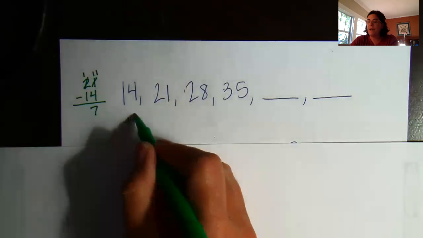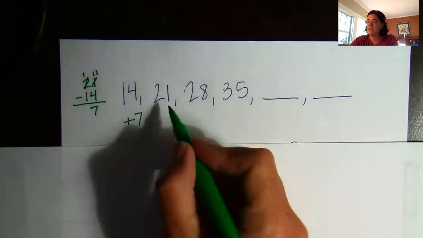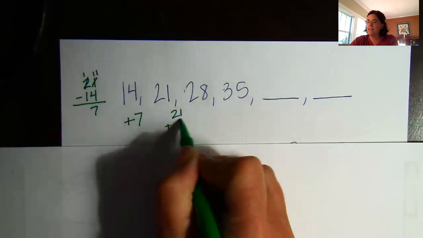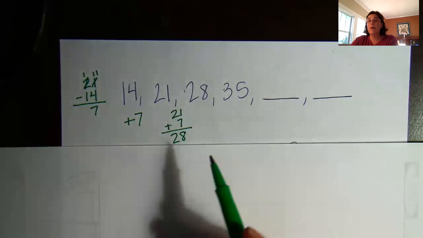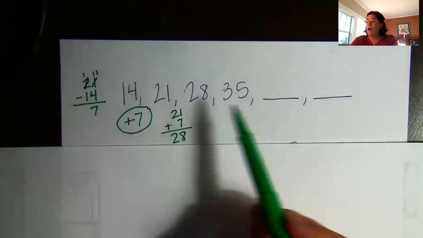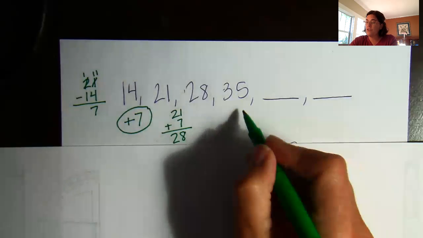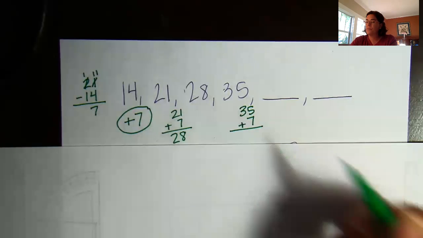So now I know I'm adding 7, and I can check my work to be sure by adding 7 to this next number. 21 plus 7 is 28. So now I know that my rule that I've come up with is correct. So all I need to do is add 7 to 35. So underneath the problem, I'm going to add 7.